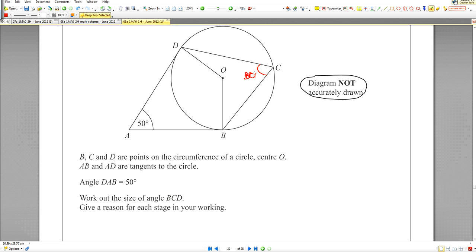Now, angle BCD, this one, B, C, and D, is connected to which angle? That one, BOD. So, what's the connection between BCD and BOD? BCD is half of BOD. BCD is equal to BOD divided by 2. So once we know this angle here, we can very easily work out the angle they want us to work out. Okay, are we happy with that, everybody in the class?